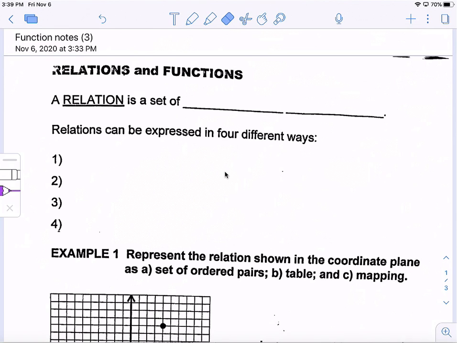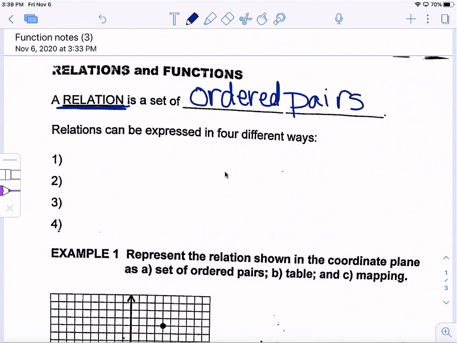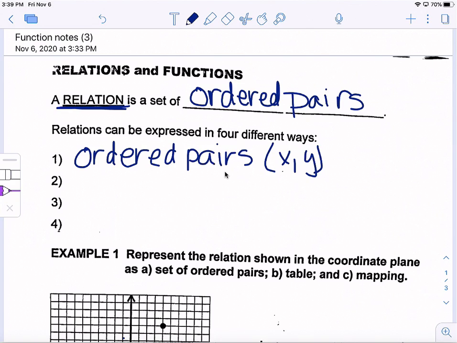Today I'm going to go over identifying and representing functions. And the first definition that we're going to talk about is just a relation. A relation is a set of ordered pairs. And ordered pairs, or a relation, can be expressed in 4 different ways. It can be expressed just as ordered pairs, just like with the parentheses, like x comma y.